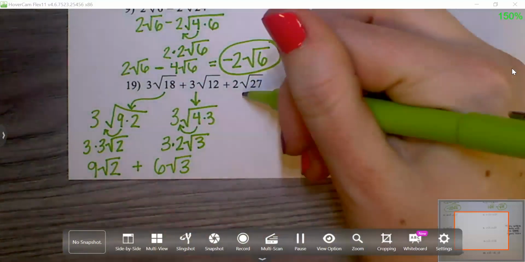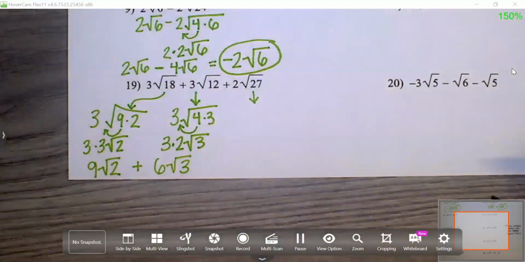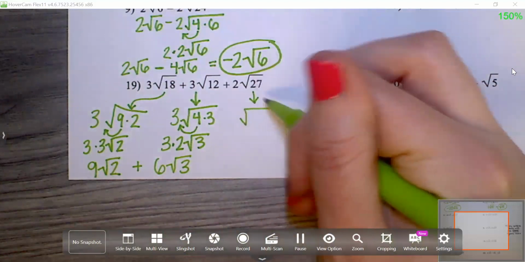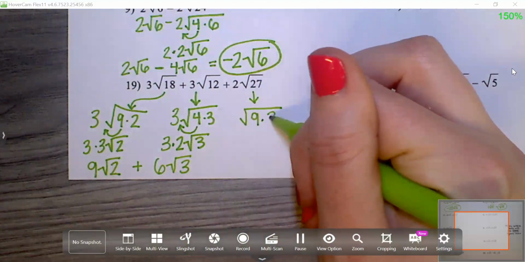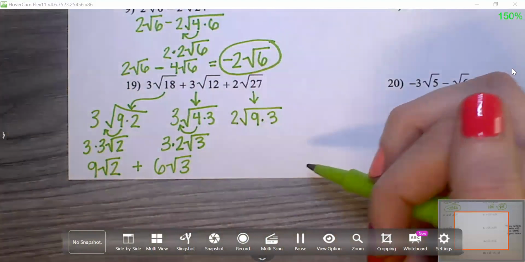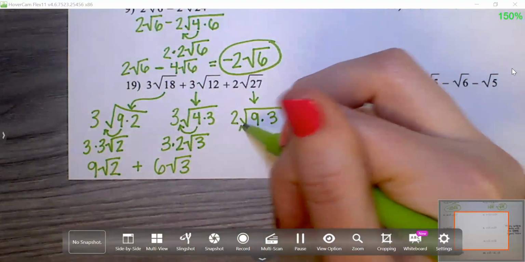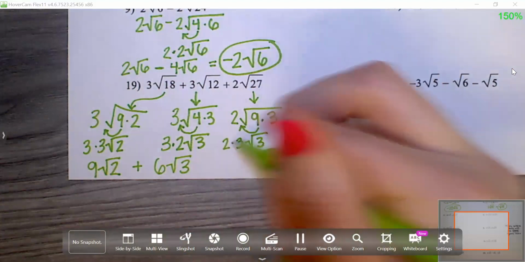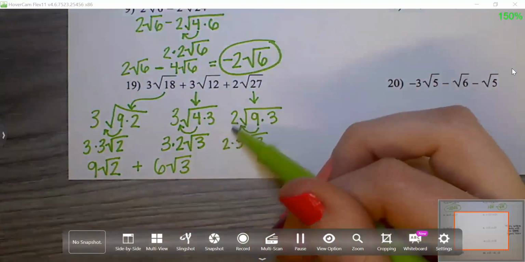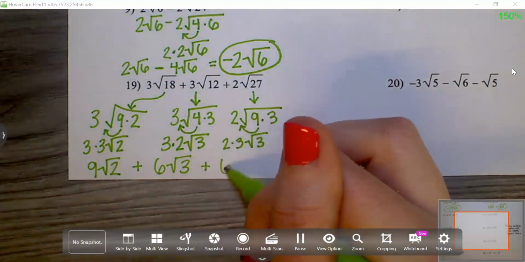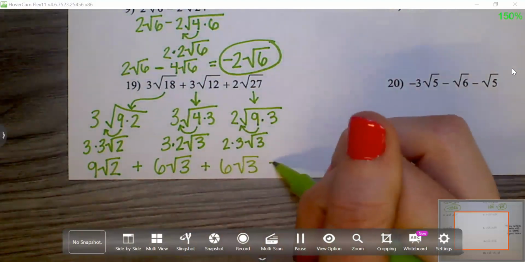And my last one, this 27, we've done it already at the beginning of this section. 27 can be broken down into 9 times 3, and this 2 is still in front of it. And when I take that 9 out, it becomes a 3 that I'm going to have to multiply times the 2 that was already in front. So 2 times 3 is 6. I have 6 root 3.